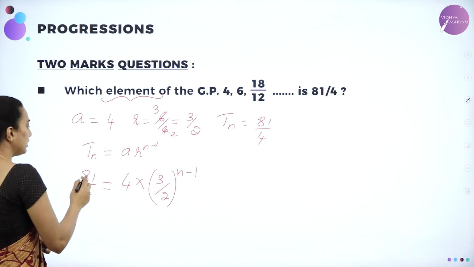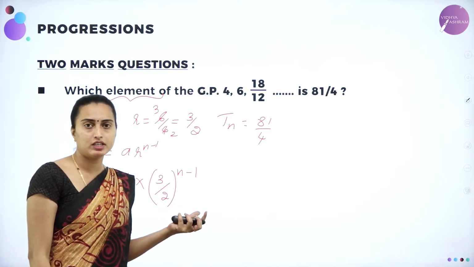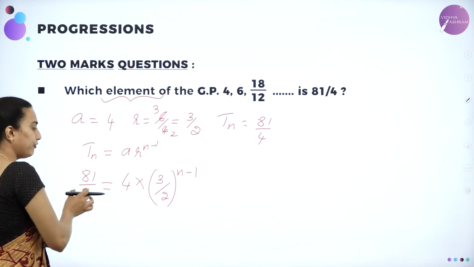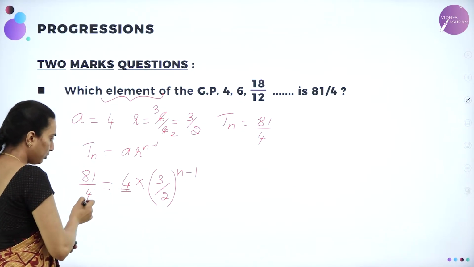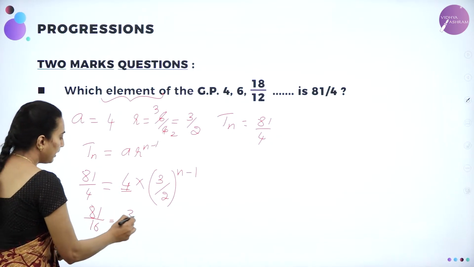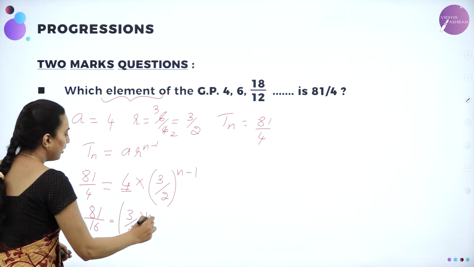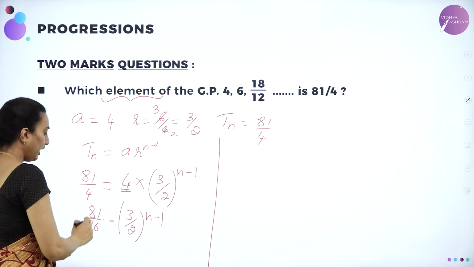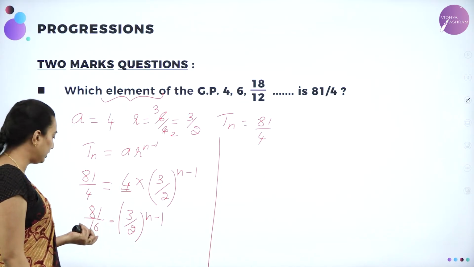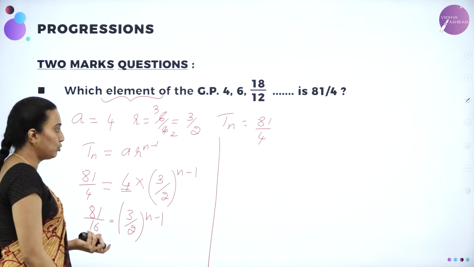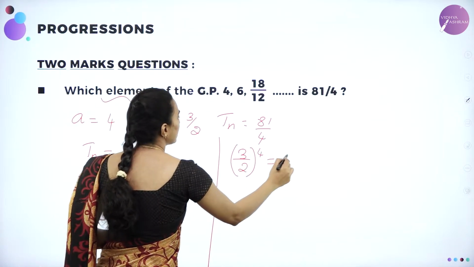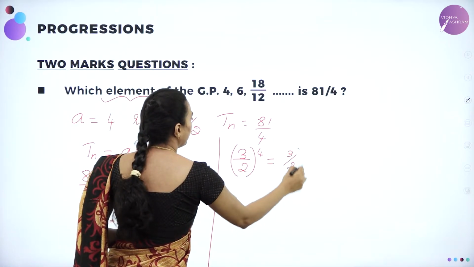Now you can bring this to the form of what? 4 can be written as 2 squared and 81 can be written as how? Let me cross multiply this 4 to the left hand side. So 81 divided by 4 into 4 it will become 16, which implies (3/2)^(n-1). Now 81/16 can be written as 3^4 over 2^4. So therefore I can write (3/2)^4 = (3/2)^(n-1).